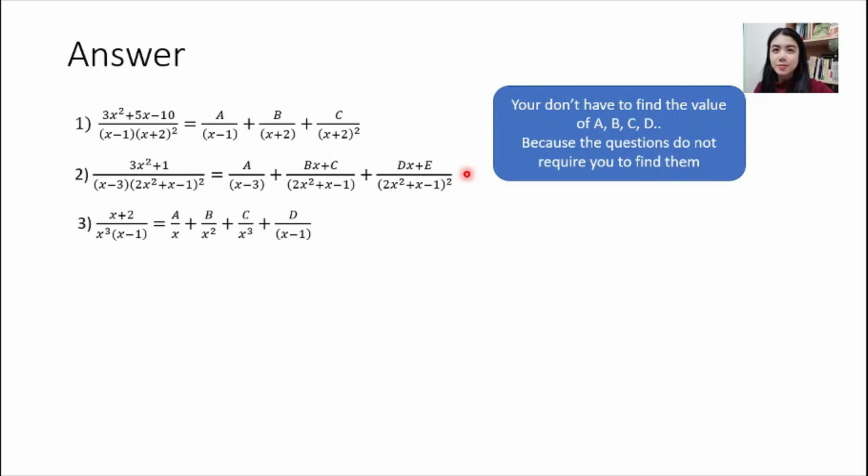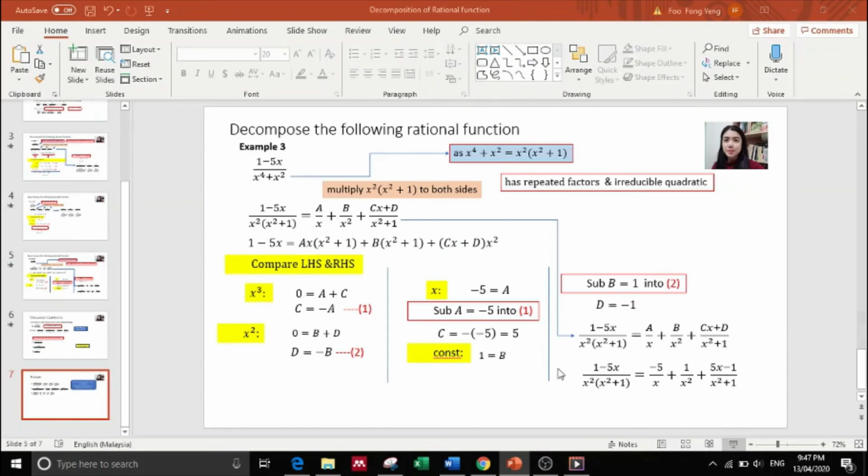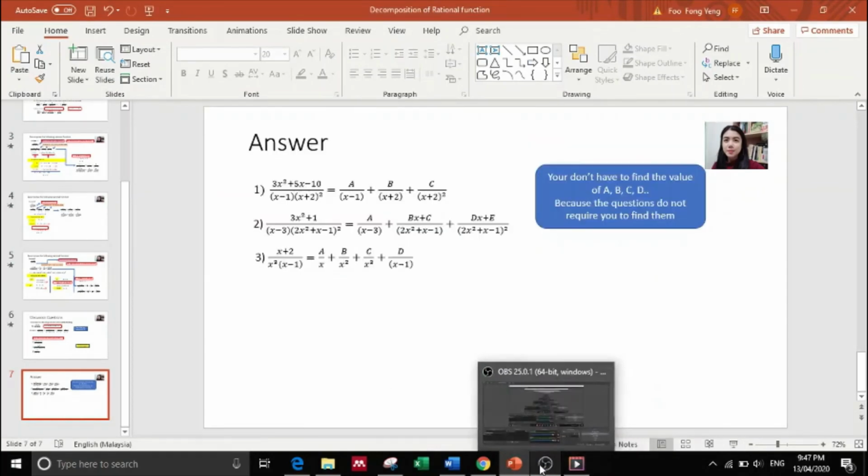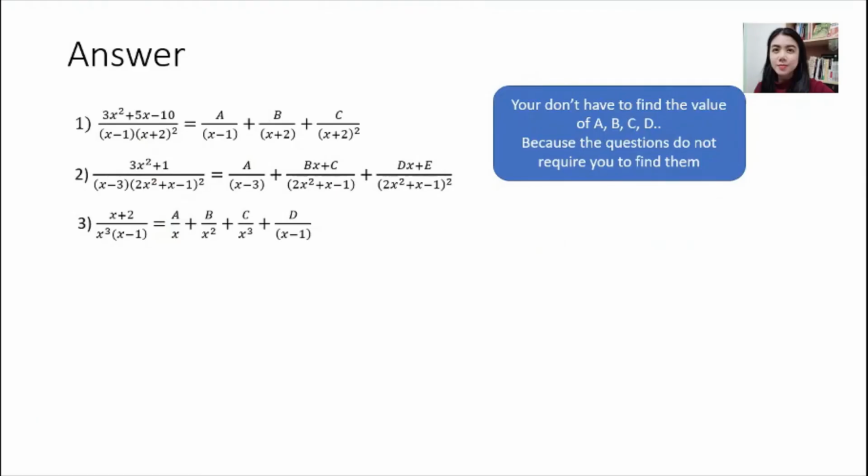So these are the answers for the previous discussion questions that I've given to you. So you don't have to find the value of a, b, and c. Just leave it this way.